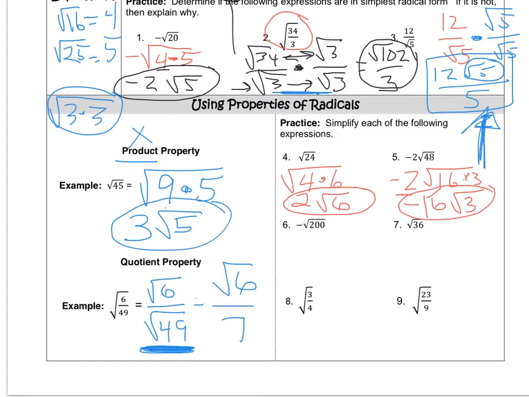All right, I want you to do number 6 and number 7 on your own. And then when you have an answer, raise your hand and let the sub check your work and see if you got it correct.